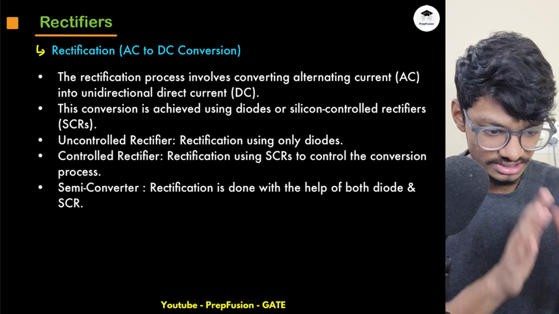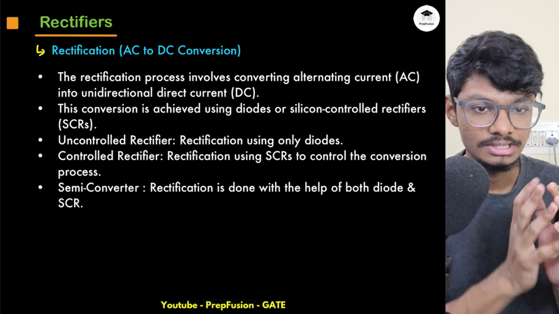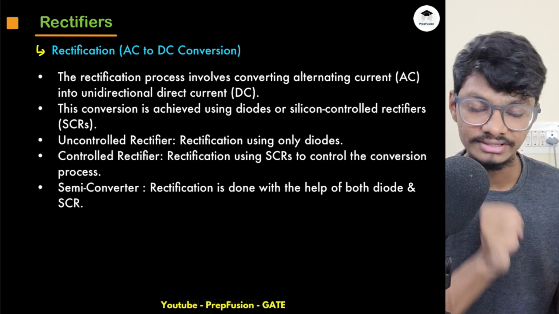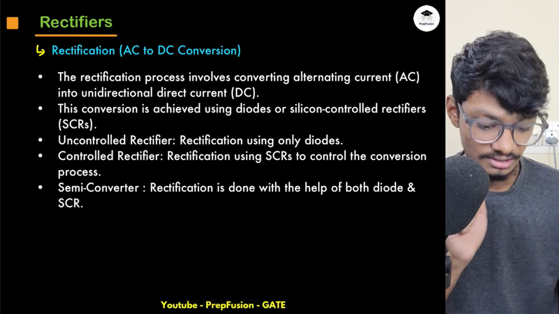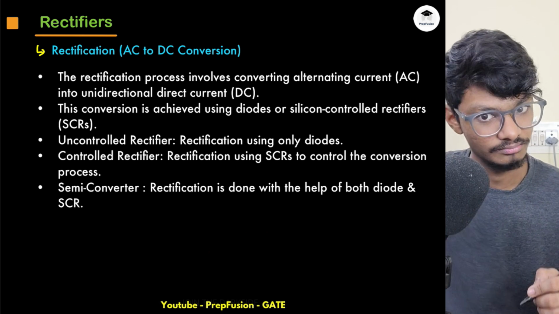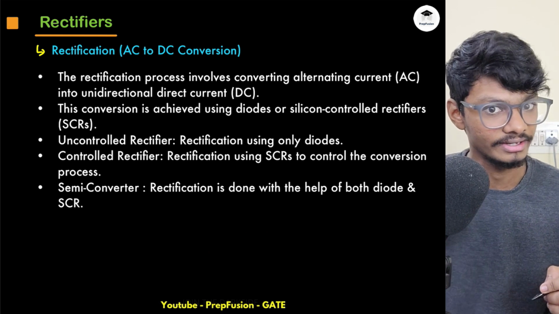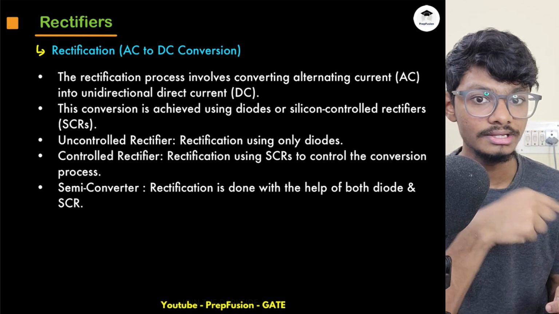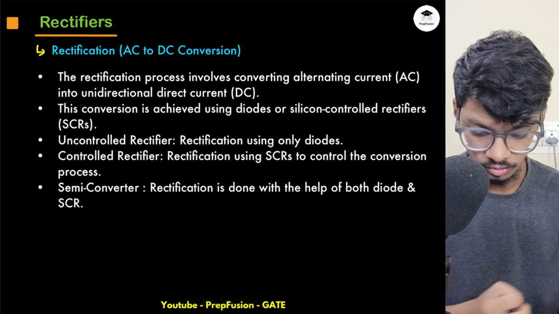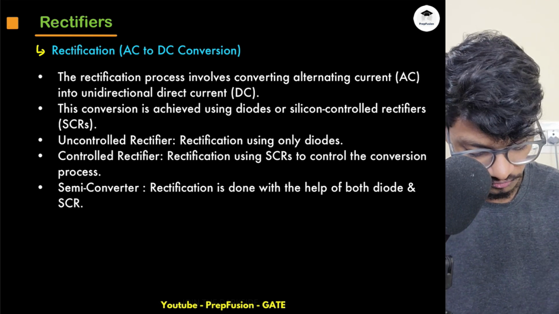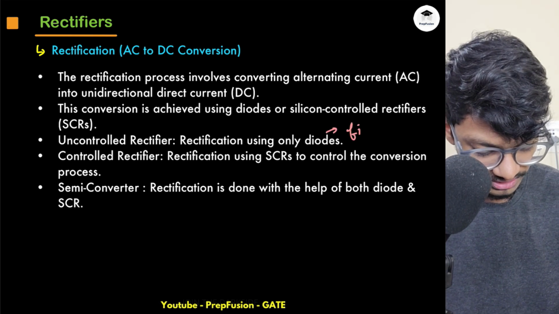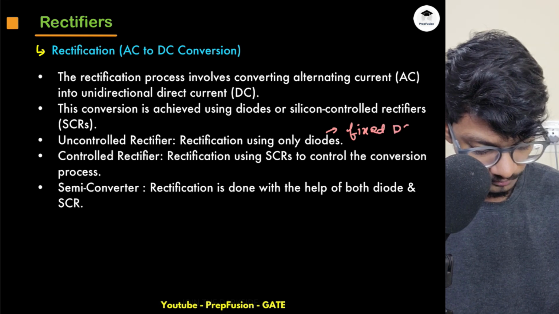That is a fixed amount. Once I make the device, whatever output voltage it will give, that will be fixed. I cannot vary it afterwards through a control signal such as the firing angle alpha, the trigger signal. Previously we used to trigger the SCR at angle alpha. So I am not able to control my output or control my DC. That's why this is called uncontrollable. That's why we get a fixed DC at the output.